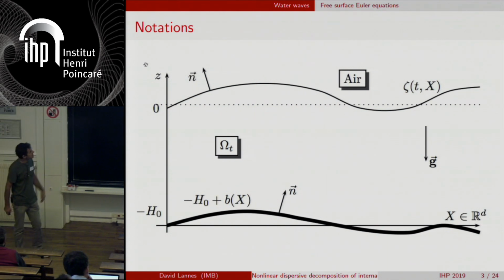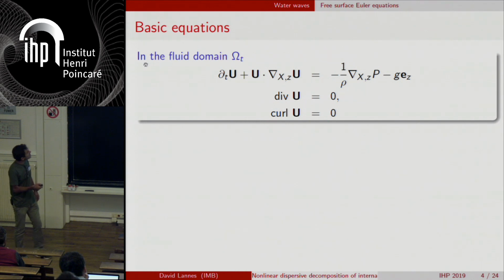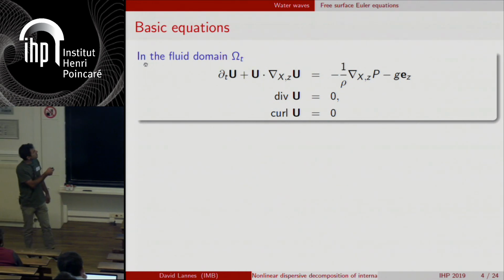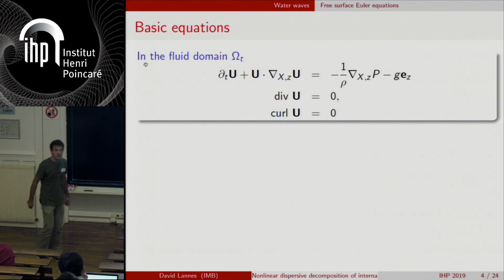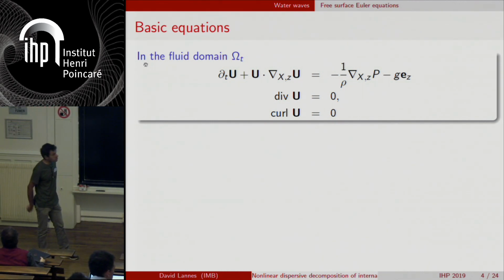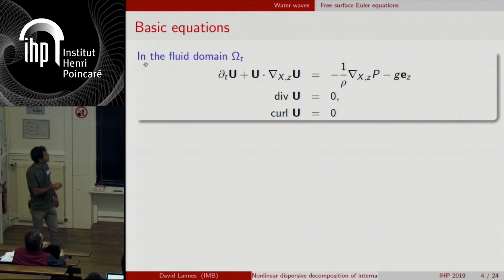So the equations I will consider are the Euler equations. So in the fluid domain, you have the Euler equation, dtu plus u grad u is equal to pressure forces and gravity forces, incompressibility, and also irrotationality, which is standard for water waves propagation. Okay, so these are the equations in the fluid domain, which are classic equations, and then you just need to complete them.